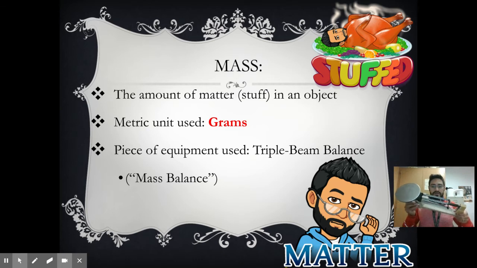Well, that's 1, 2, 3 beams. And if you get to third base in baseball on your hit, it's called a triple beam balance. We'll go over how to use this a little bit later, but I'm assuming a lot of you have some experience with that. Triple beam balance. It's not simply called a scale. It's called a triple beam balance. Sometimes people call it a mass balance as well.